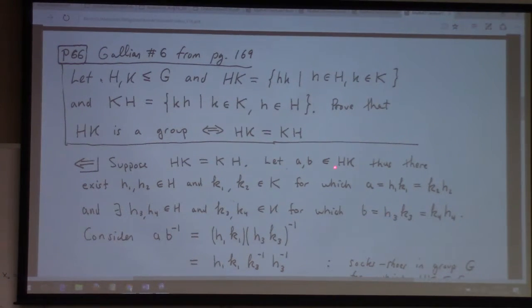You take A, B, and this. What I'm aiming for is the one-step subgroup test.